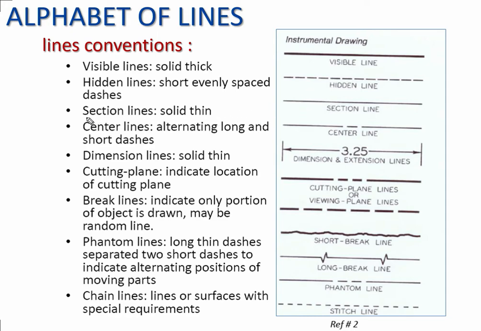The third type, guys, is the section line. The section lines should be solid and thin, not thick. Section lines are used to show the location where the cutting plane cuts the material. This is not clear now because we didn't take the section views yet, but when we take the section view, this idea will be clear. In general, section lines are used when you're sectioning a part to show the area where the cutting plane cuts the material.